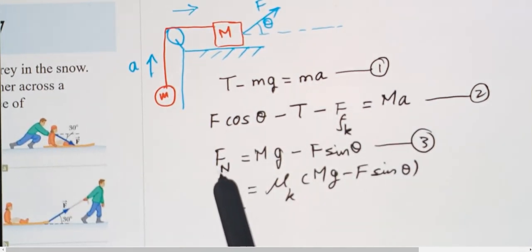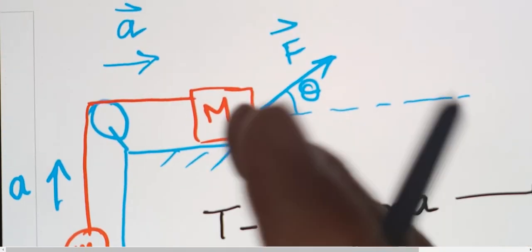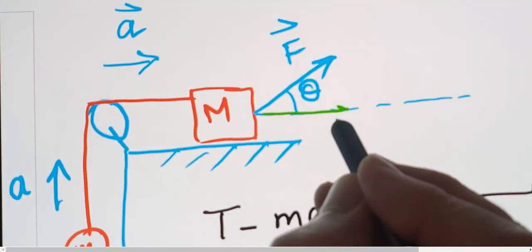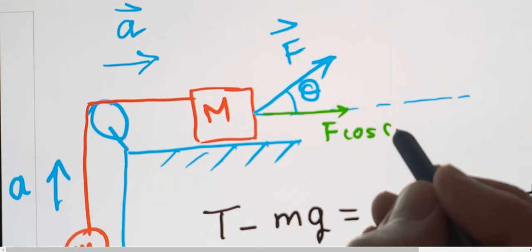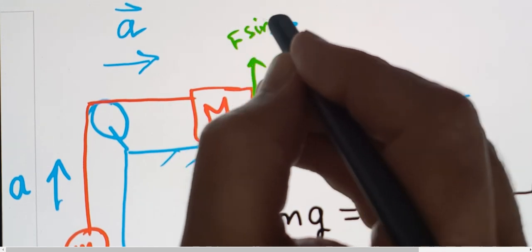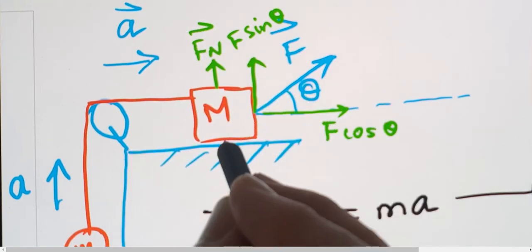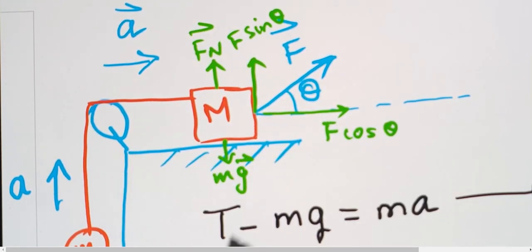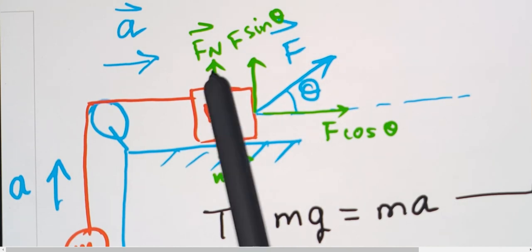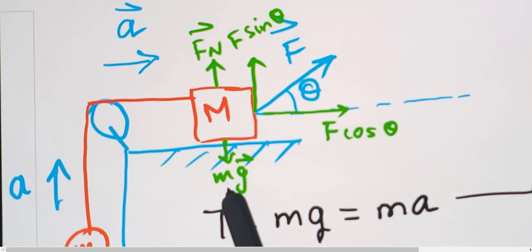So the normal force, let me just enlarge it. We just did it upstairs. So this is F cosine theta. And this is F sine theta. And this is Fn. And this is mg. So the normal force plus F sine theta is equal to mg. That means normal force is equal to mg minus F sine theta.